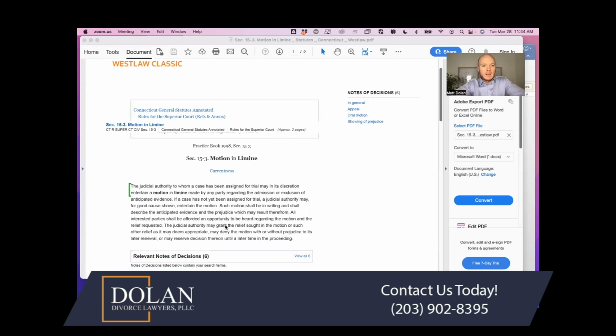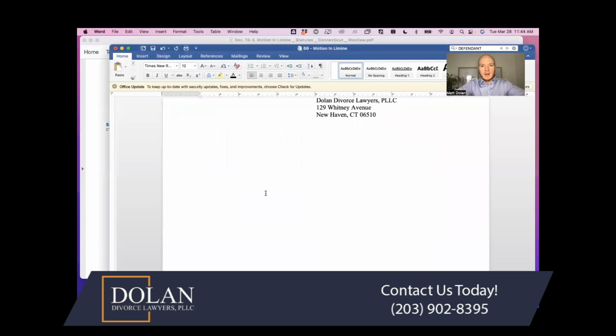The judicial authority may grant the relief sought in the motion or such other relief as it may deem appropriate, may deny the motion with or without prejudice to its later renewal, or may reserve decision thereon until a later time in the proceeding. Let me show you a sample motion in limine.